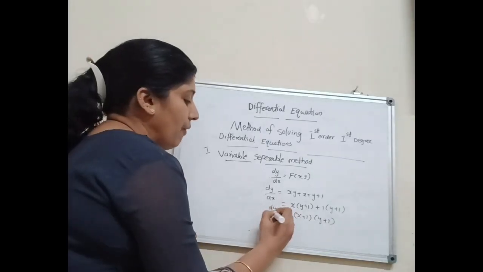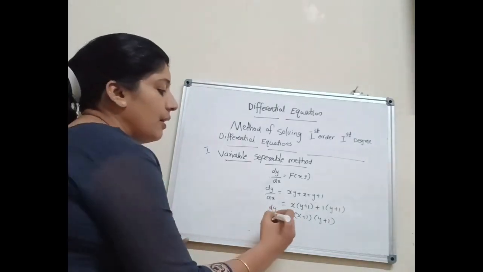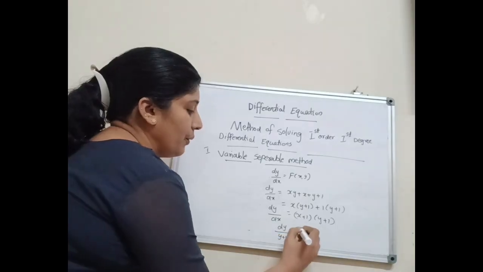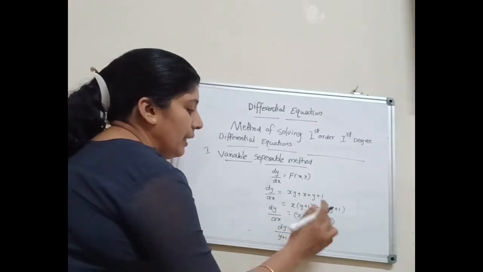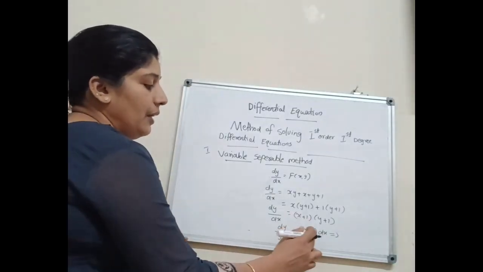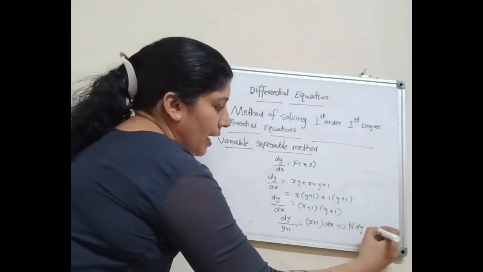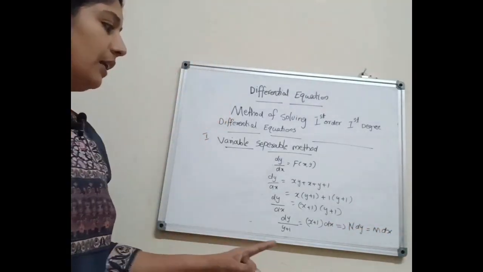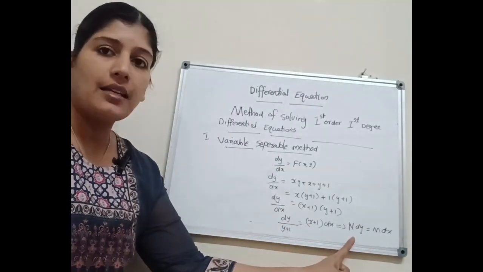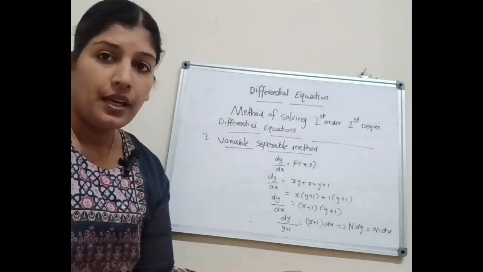Next, we consider the variable separable method. In this method, we have to separate the variables. That is, first we arrange dy by y plus 1 equal to x plus 1 into dx. That is, a function of y dy equal to a function of x dx. It is of the form n dy equal to m dx. First we separate the variables. Therefore, the first order, first degree differential equation can be expressed in the form n dy equal to m dx. Here n is a function of y and m is a function of x.